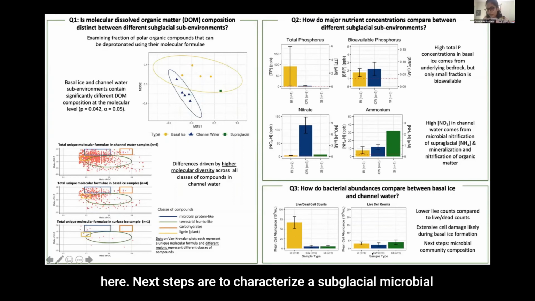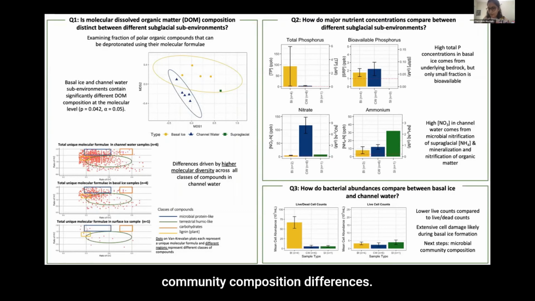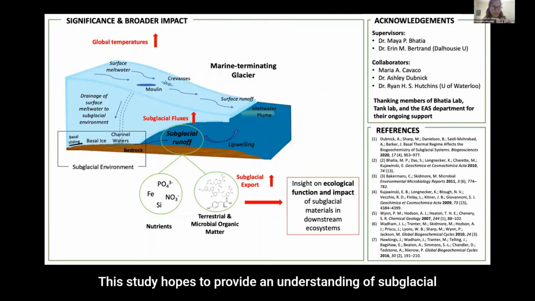Next steps are to characterize subglacial microbial community composition differences. This study hopes to provide an understanding of subglacial processes affecting the composition of subglacial runoff.